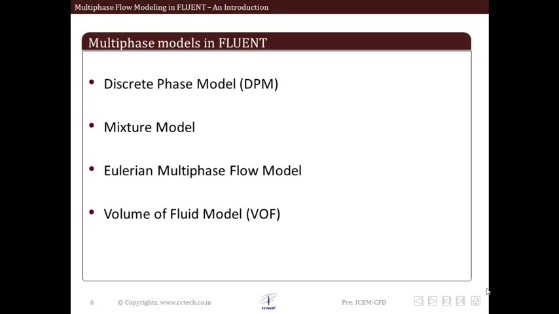Under multiphase flow modeling in the commercial software FLUENT, we have 4 different multiphase models: the discrete phase model, DPM, the mixture model, the Eulerian multiphase flow model, and the volume of fluid model. Among these, the discrete phase model, that is the DPM model, is an Eulerian-Lagrangian type of model. The mixture model and Eulerian model are Eulerian type models. And the volume of fluid model of course uses the volume of fluid approach.